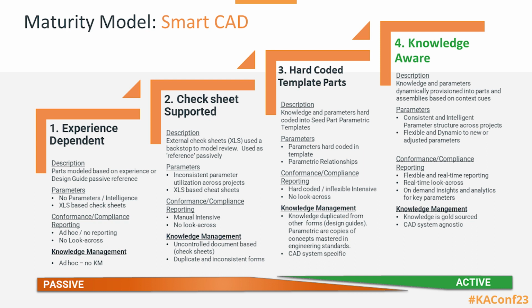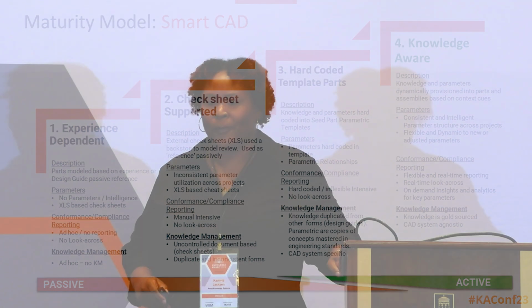It kind of is what it is, because you put it in the part and that's the way it has to be. As far as knowledge management, you do have knowledge duplication basically from your design guides that may have been passively used in the past. You use that to put your parameters into your seed part. And as far as knowledge management, it's CAD system specific. So if you work in NX and you decide to go to CATIA, you've got to do all of that all over again in CATIA. All that work that you just put in is for naught.